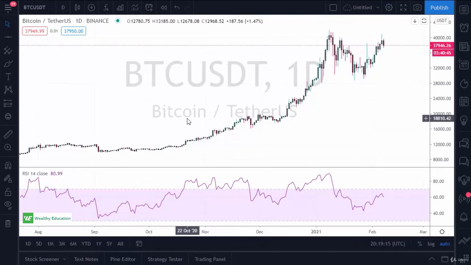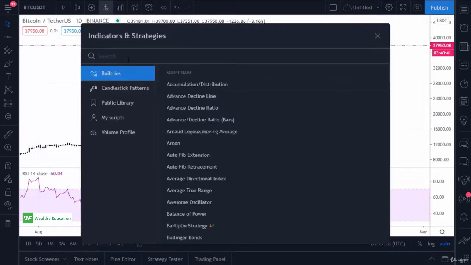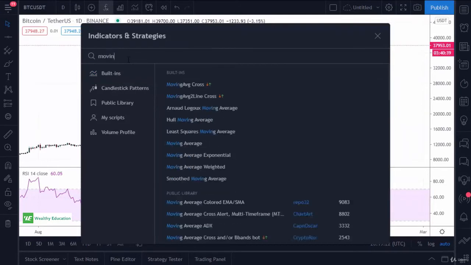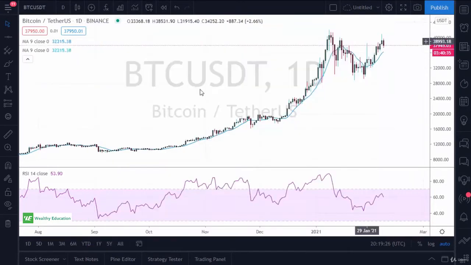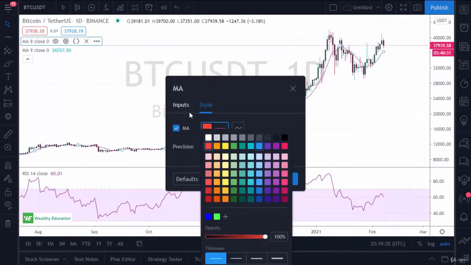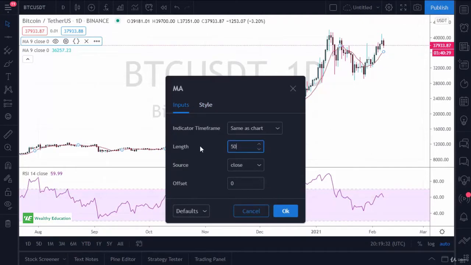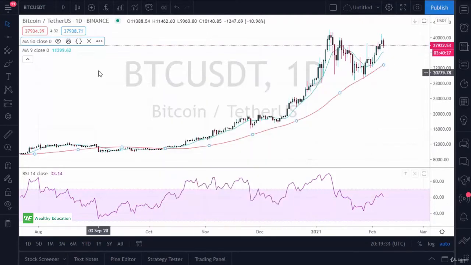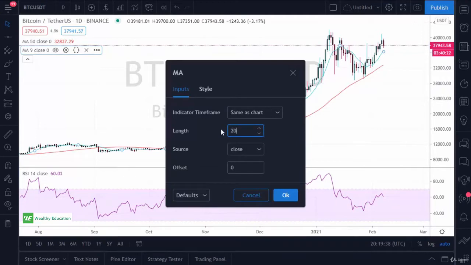You could have put some moving averages. And since this is a daily chart, I'll go ahead and put the 50 and the 200. So there's your 50, and this will be your 200.